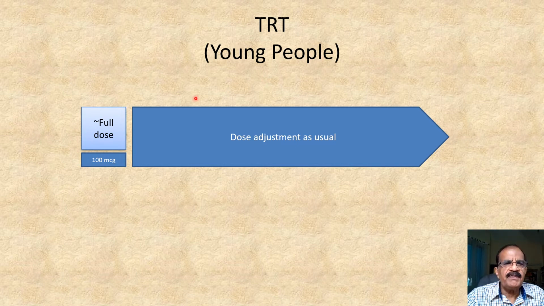So in young people, since ischemic heart disease or atherosclerosis is very unlikely, we may start with the estimated full dose. Depending upon body size, if somebody is 75 kg, my guess would be 100 mcg. If somebody is around 100 kg, my guess would be 150 mcg. So we can start with the estimated full dose and continue with it. And of course, you have to go through the same process, 8 weekly TSH, and then you adjust the dosage. So this is in young people.